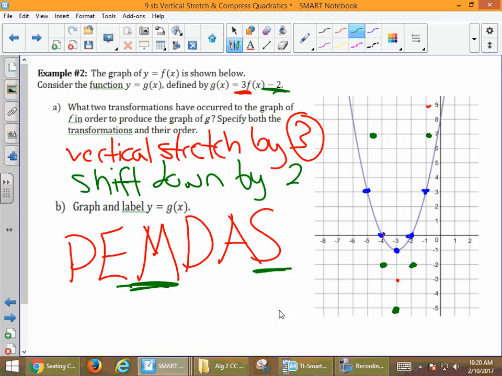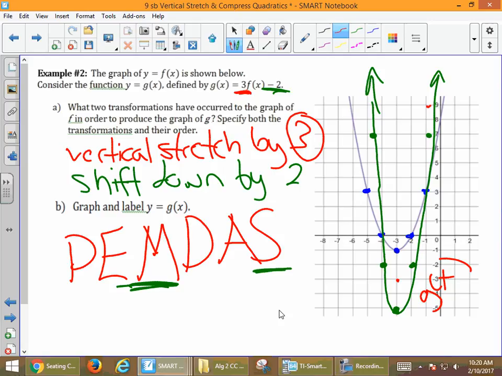And so we can connect all of our points. And this is our new graph that was transformed. It has the 2 transformations, the vertical stretch of 3 and the shift down of 2. And this graph was g of x we saw from. So hopefully that was a little bit of a review from yesterday after the shortened period.